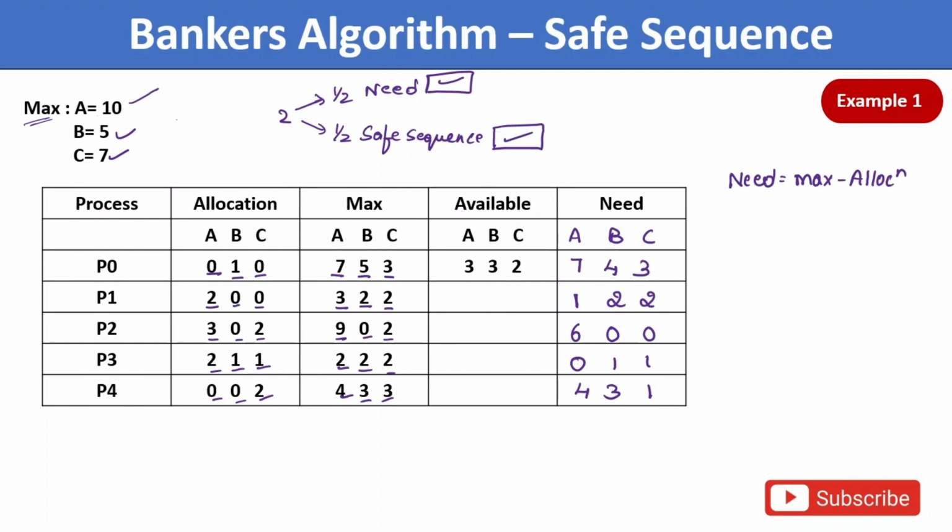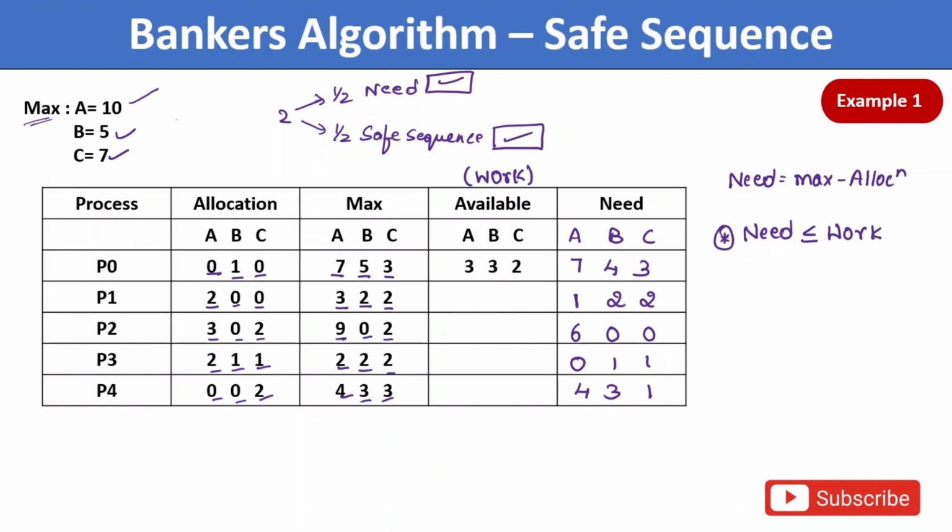To find the safe sequence, we will be using one condition. The condition is need value of the process must be less than or equal to work. You can also call this available as work. So keep it in mind, available can also be called as work. Need value must be less than or equal to work. Then you can put that process in the safe sequence.